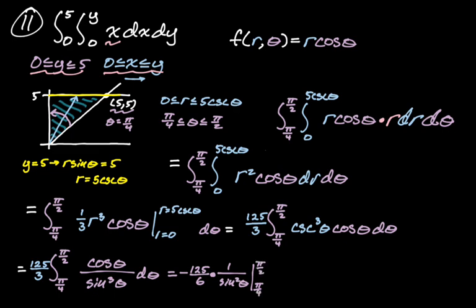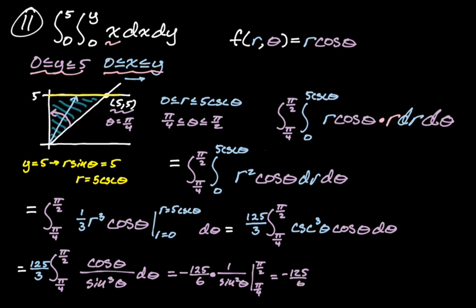Pi over 4 to pi over 2, we just have to plug in. So the sine of pi over 2 is 1. The sine of pi over 4 is root 2 over 2 or 1 over root 2, because we have to square it. So 1 over root 2 squared is 1/2, and then that's in the denominator, so it goes up as 2 in the numerator.